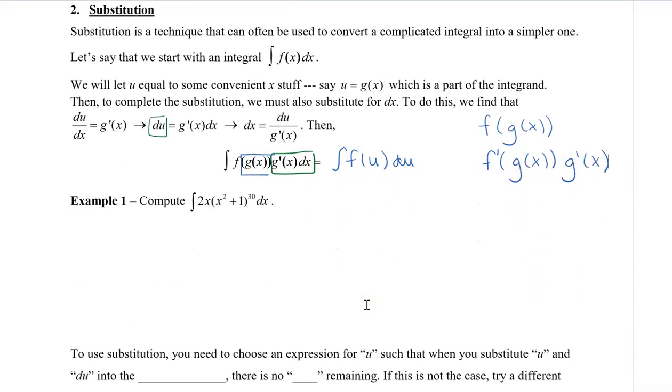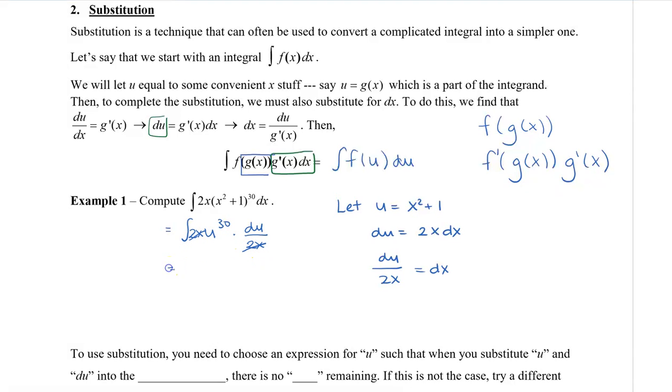Now, let's say that we want to compute this integral here. And it's quite complicated because we have a power of 30, and it's not something that we want to multiply out 30 times. So we're going to let u equal x squared plus 1. Then du is equal to 2x dx. And now we have that du divided by 2x equals dx. So we're going to substitute this, and u is equal to x squared plus 1, so we have u to the power of 30. And we have the 2x, and we now know that dx is equal to du over 2x. And this cancels off.